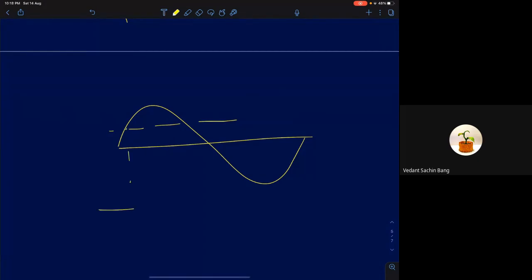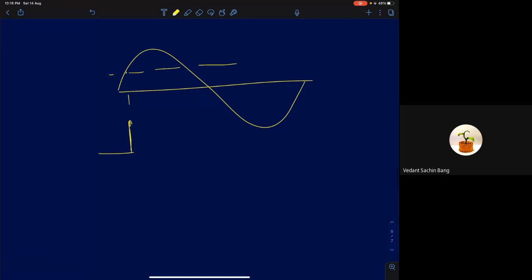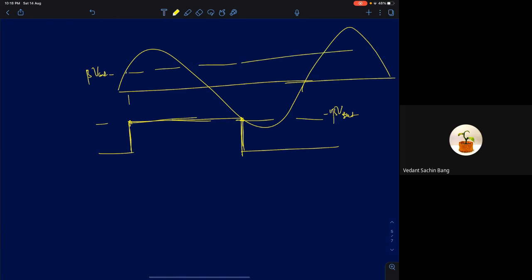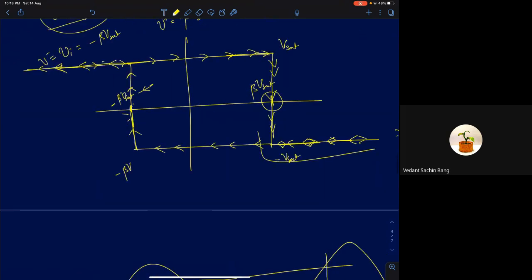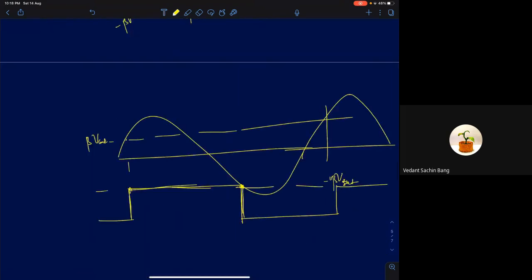So what will happen is that if you feed a sine wave, when your sine wave crosses plus beta Vsat, you're going to get a rising edge. Okay, so this is say plus beta Vsat, and this is minus beta Vsat. And when your input goes lower than minus beta Vsat, you will get a falling edge, and so on. So that's the transfer characteristics of this circuit called Schmitt trigger, and this is how the waveform will look like.